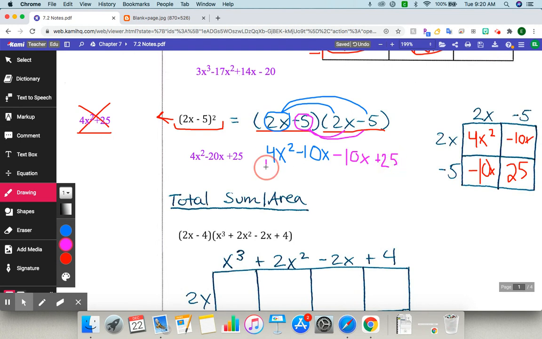So notice the same process is occurring. You're still multiplying all of the same terms. It just looks a little bit different than what you see in the generic rectangle. But in the end, we still have the same final product of 4x squared minus 20x plus 25.